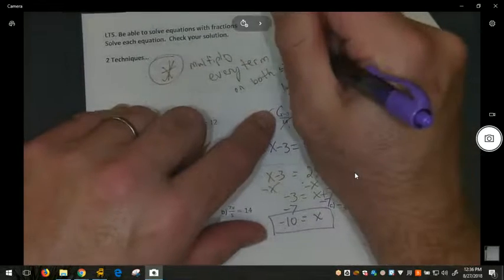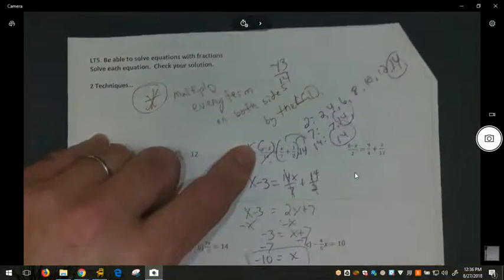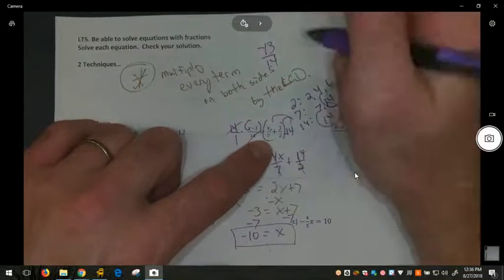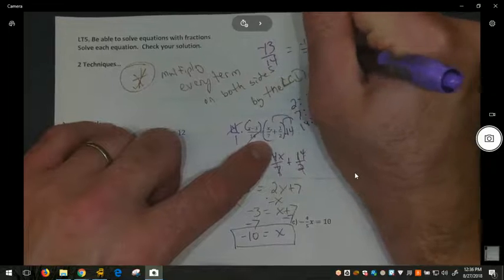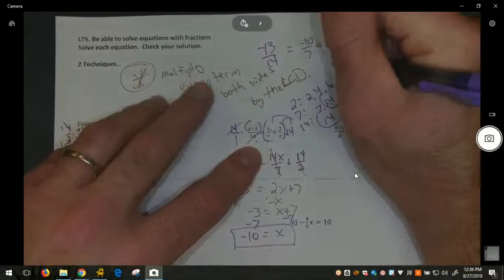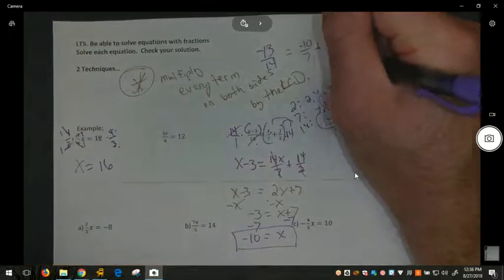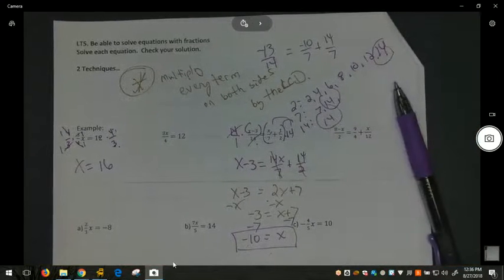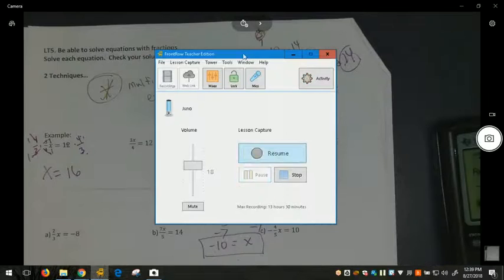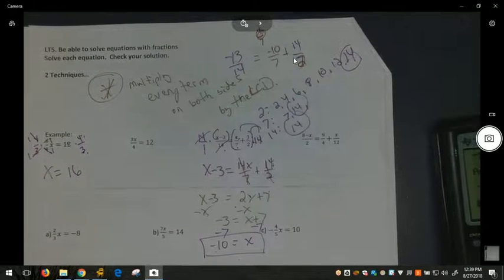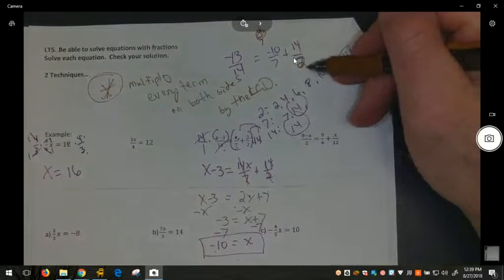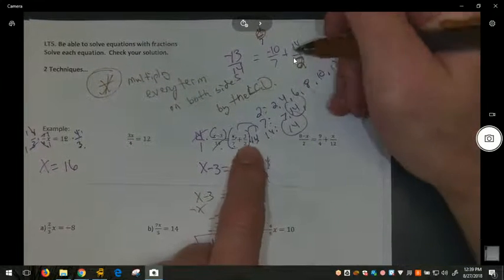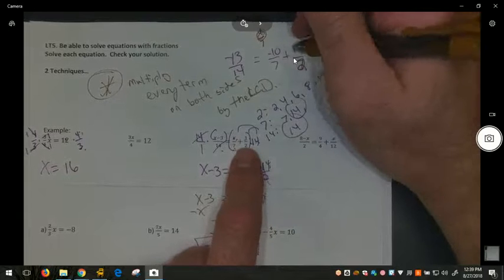-10 minus 3 is -13/14. -10/7 plus 1/2, which would be 14/7. And something's wrong. Let me see what I did wrong. Give me 1 second. Sorry about that. I see what I did wrong. I wrote this as 14/7, and that didn't make sense. It was actually 1/2.